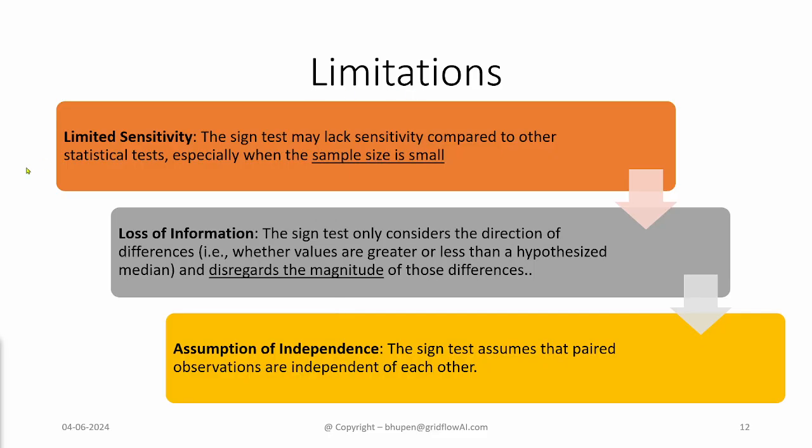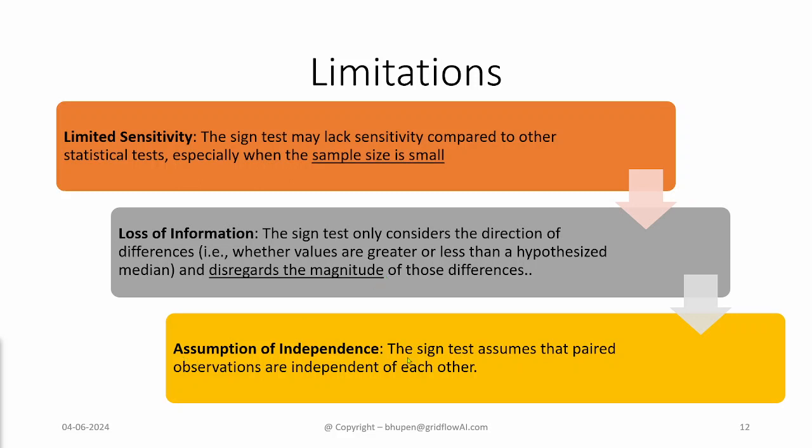So, limitations of the sign test, there are some limitations of the sign test as well. The first limitation is the sign test is only talking about directions. It has limited sensitivity in the sense that it is only limited to positive difference or negative difference. And it is also a loss of information because it doesn't consider the magnitude of that difference. It only looks at positive and negative.